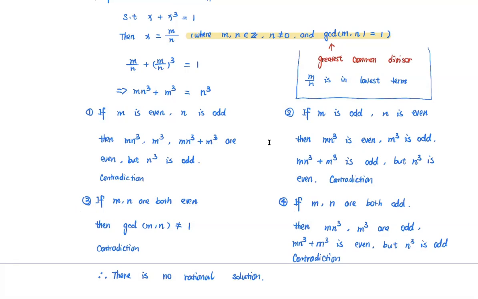When they are both even, the contradiction is that then the GCD of them is not 1. It's at least 2. Why is that? If they're both even, then we know that they can both be divisible by 2. So that means the greatest common divisor is not 1 anymore. So that's a contradiction when they are both even. Are there any questions about this?